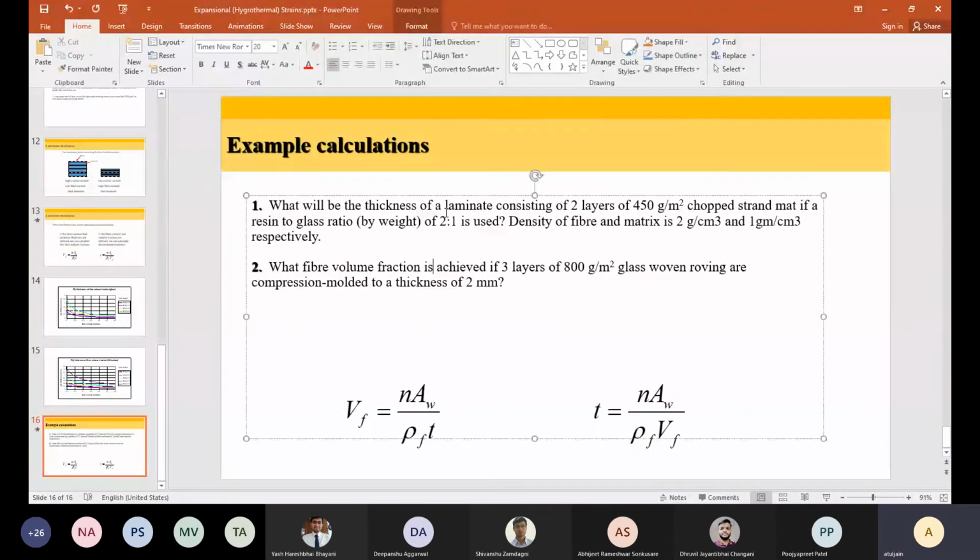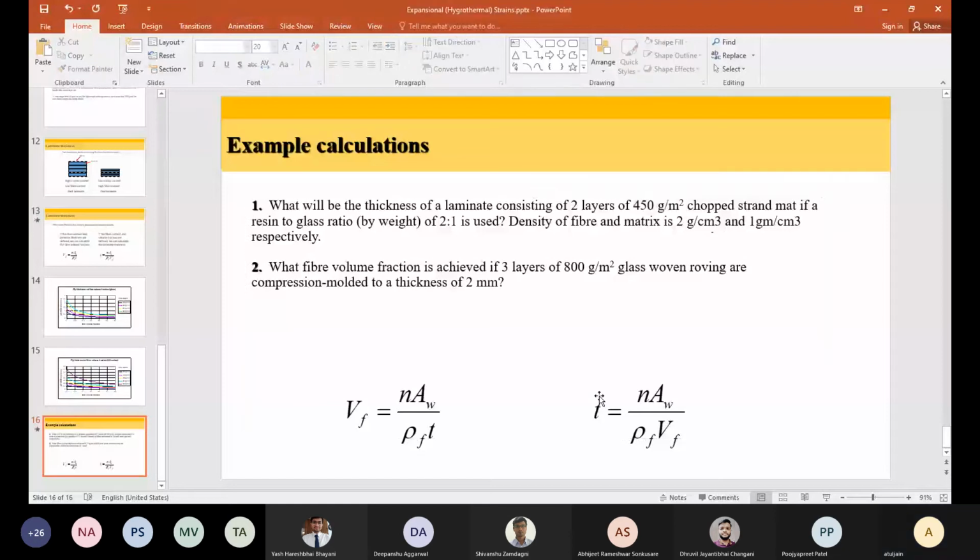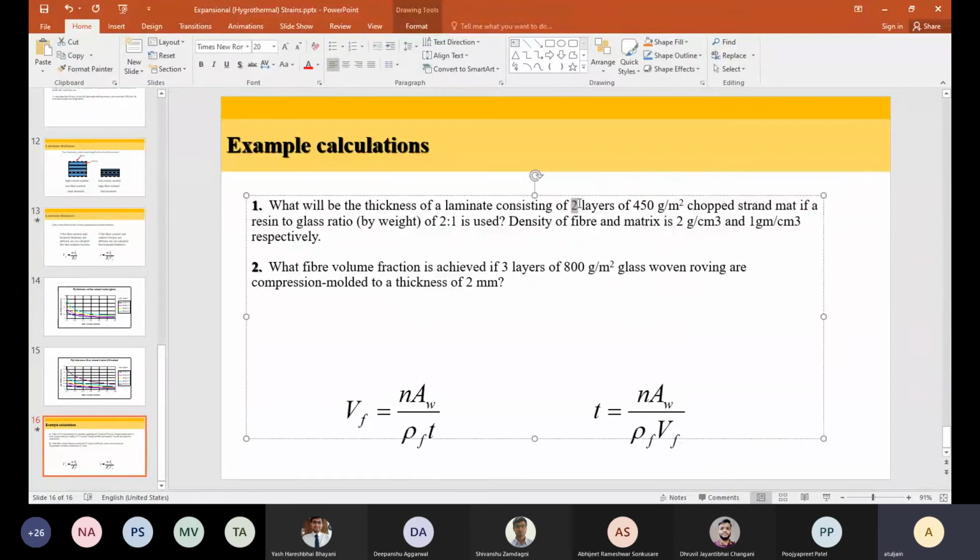It says, what will be the thickness of a laminate consisting of two layers of 450 gram per meter square chopped strand mat if the resin to glass ratio by weight is 2:1. Density of fiber and resin is 2 and 1 respectively. So what is the thickness? We want to calculate T. N is equal to 2. Areal weight AW is 450 gram per meter square. Density of the fiber is 2.